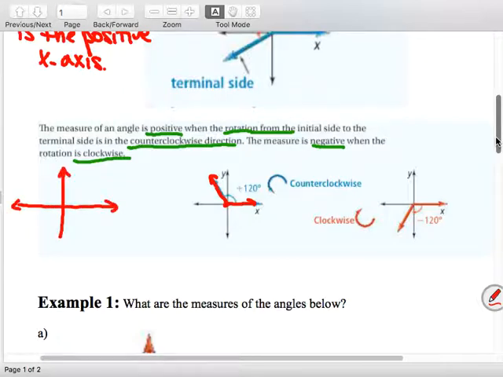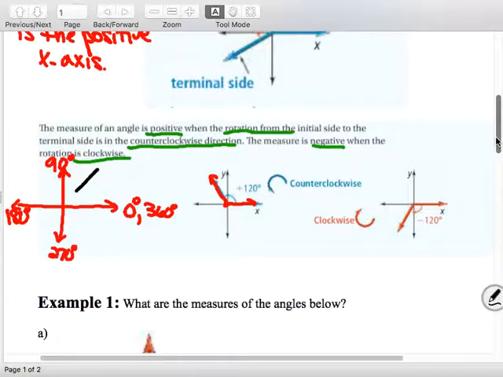If I draw my x and y axes, if I don't rotate at all, that's 0 degrees. Up at the top, that's a rotation of 90 degrees. If I go all the way around here, how many degrees is that? 180. How many degrees is down here? 270. And how many degrees is it if I make a full rotation? 360.